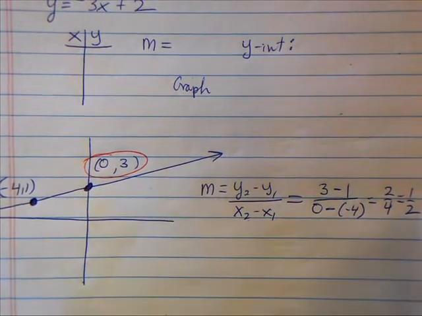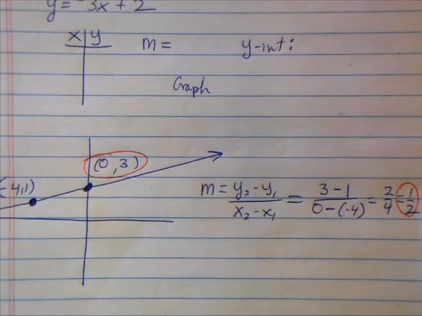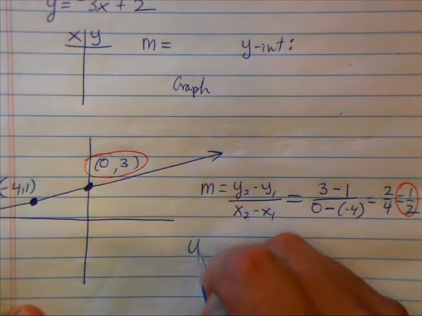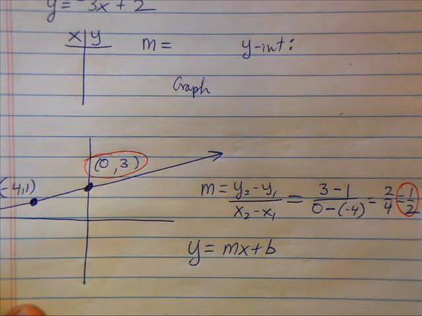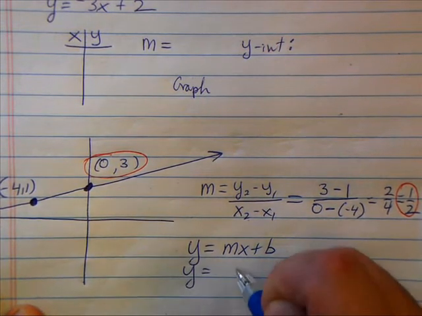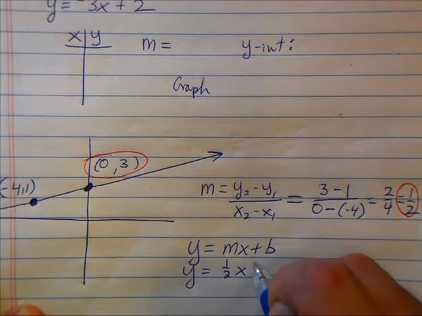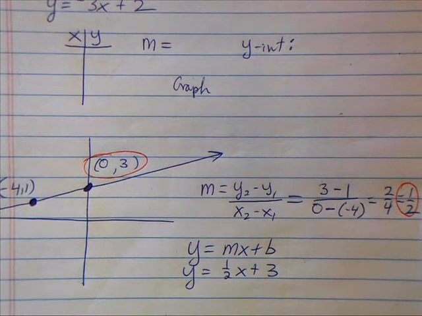So we know the slope. We know the y-intercept. If I know the slope and I know the y-intercept, can I write an equation? Yes. How do I write the equation? I use y equals mx plus b, which is my slope-intercept equation. So my answer is y equals 1/2 x plus 3. Questions on that one?